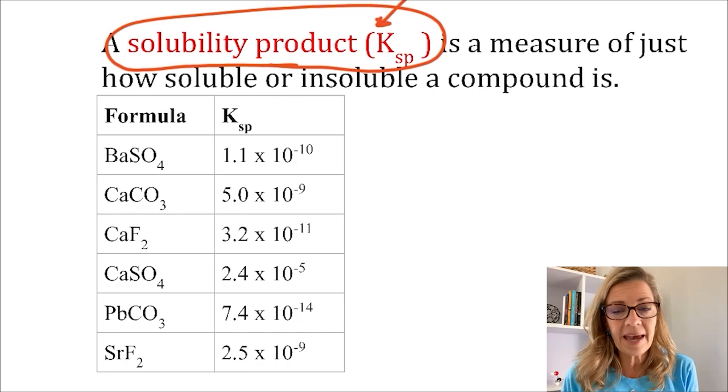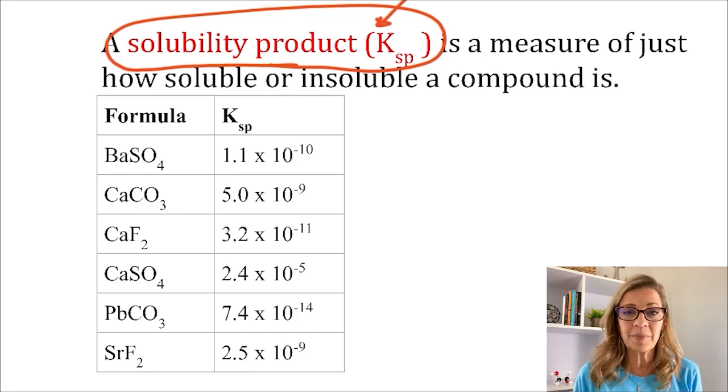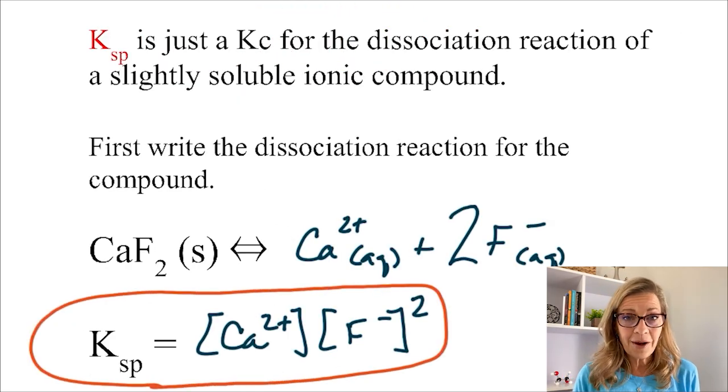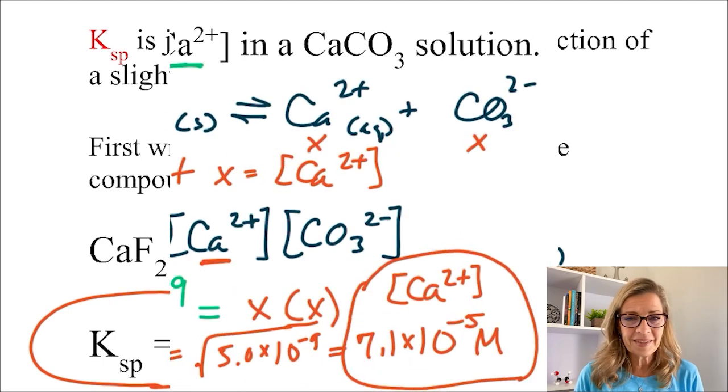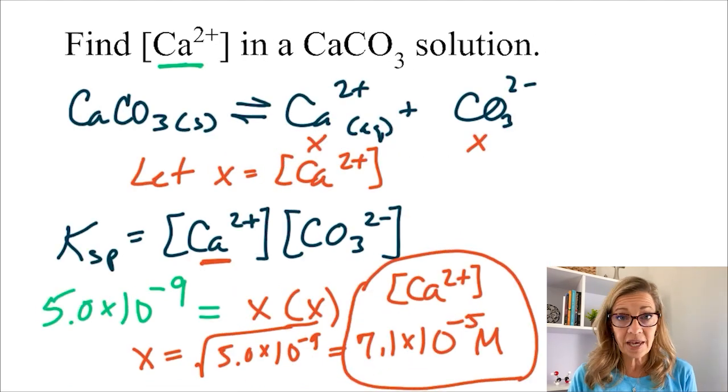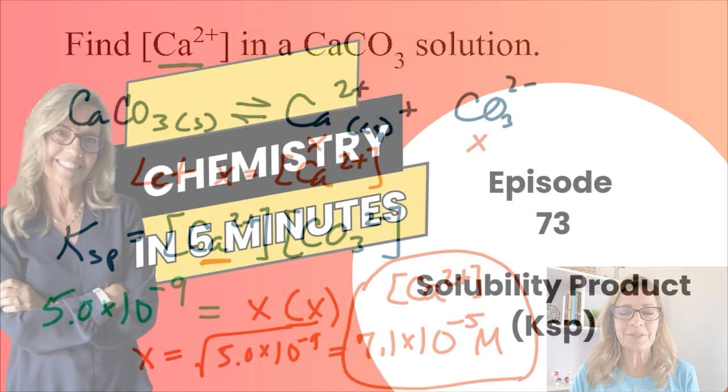And remember what big K is. It's just an equilibrium constant. We would calculate the KSP. So that's where those numbers come from. So that's just one way that you can use those KSP values to find ion concentrations in solution.